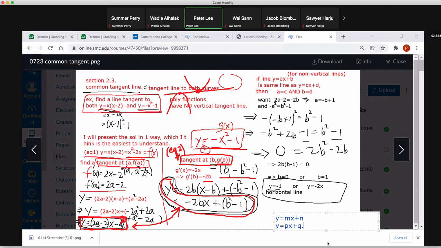How do you know whether these two lines are the same line or not? What is the condition that the two lines be the same? If one line is y equals mx plus n and the other line is y equals px plus q, when will the two lines be the same line? Can you tell me the condition in terms of m and n and p and q?